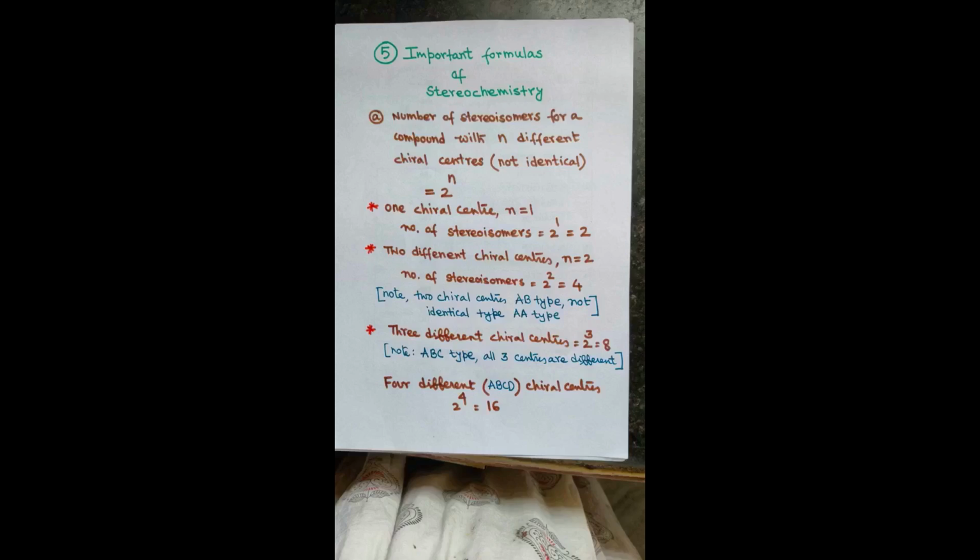If the compound contains 2 different chiral centers, then number of stereoisomers will be 2 to the power of 2 is equal to 4. If 3 different chiral centers are there, then 2 to the power of 3 is equal to 8. If 4 different chiral centers are there in any chiral molecule, then 2 to the power of 4 is equal to 16. Point to be noted that this formula is not applicable at all for the compounds having identical chiral centers. I mean, if some symmetry is there.